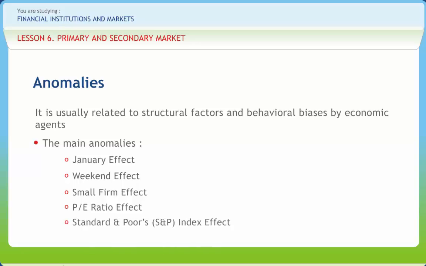Standard and Poor's Index Effect: the S&P 500 is an index consisting of 500 stocks chosen for market size, liquidity, and industry grouping, among other factors. The S&P 500 is designed to be a leading indicator of US equities and is meant to reflect the risk or return characteristics of the large cap universe.